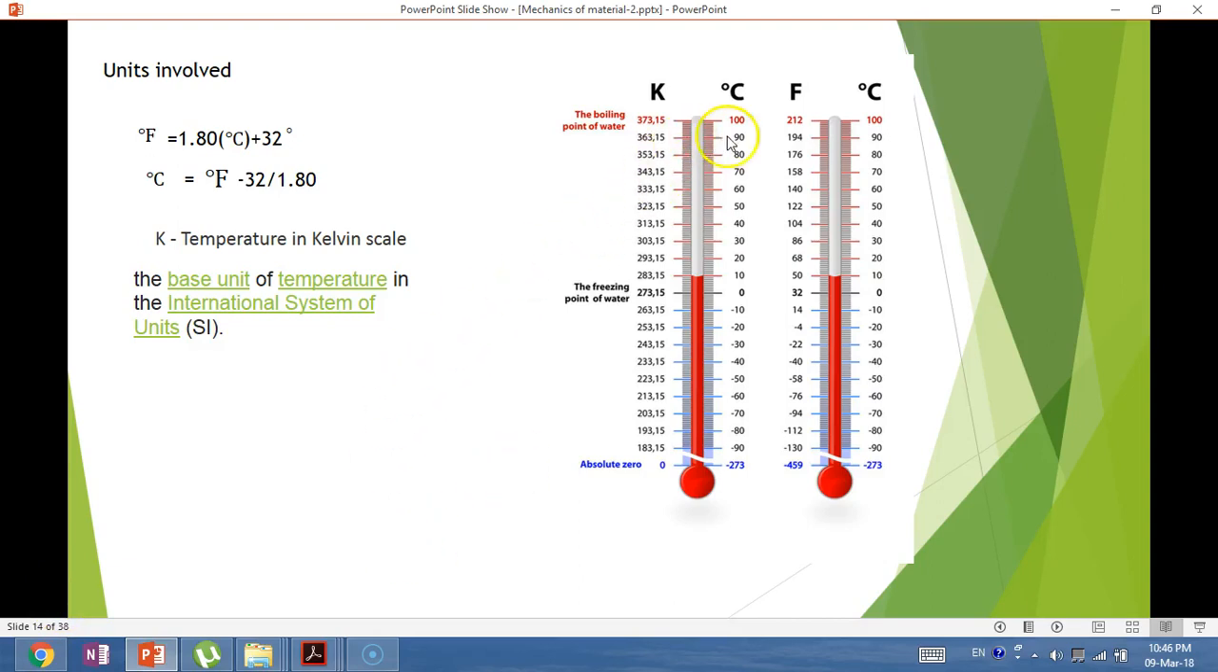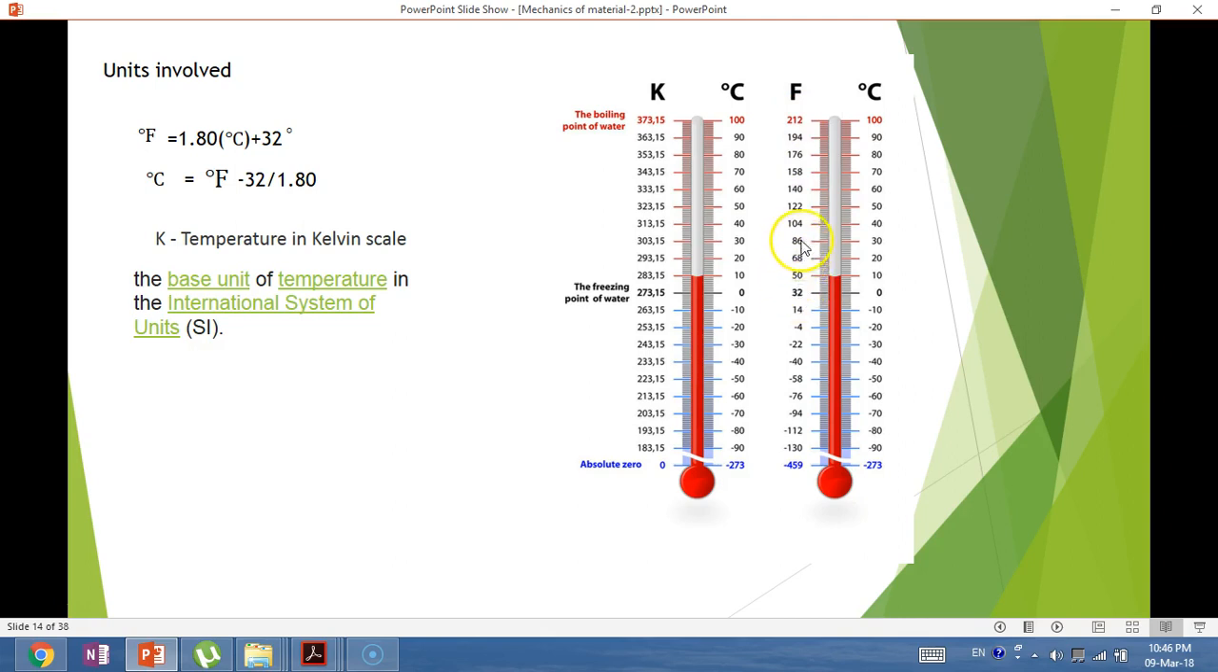Hello and welcome back, and here are the three units of calculating the temperature. We have degree centigrade, degree Fahrenheit, and Kelvin. If we compare degree centigrade and Fahrenheit, we'll find that 0 degrees centigrade corresponds to 32 on the Fahrenheit scale, while the boiling point of water, which is 100, corresponds to 212. So every 100 in this scale corresponds to 180.